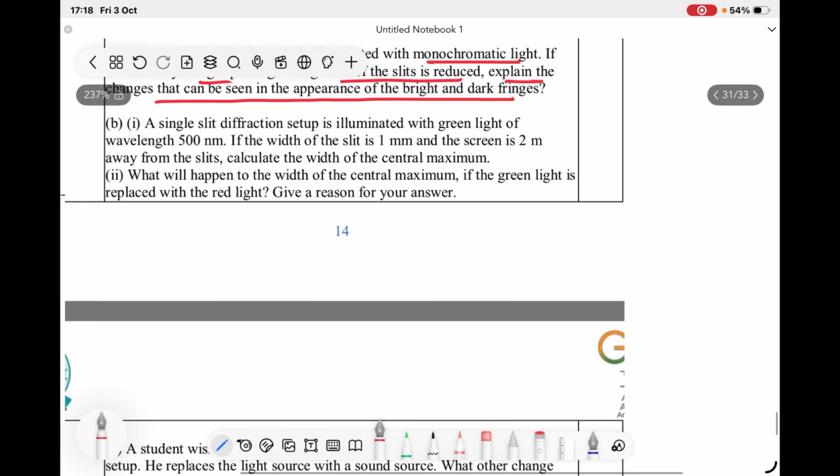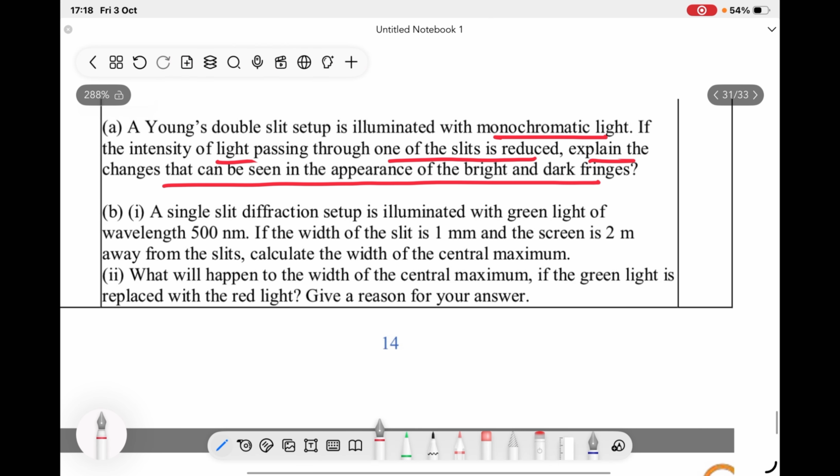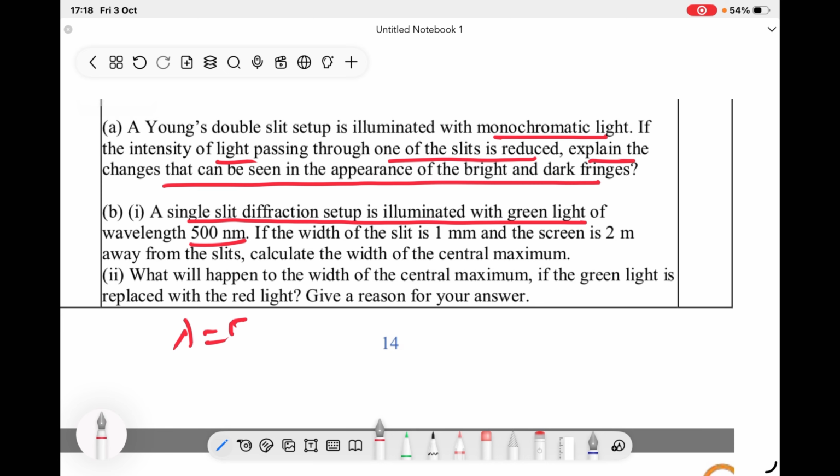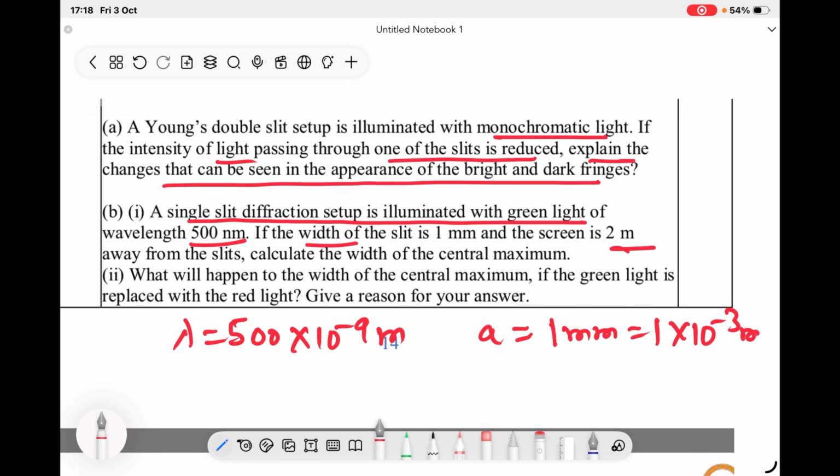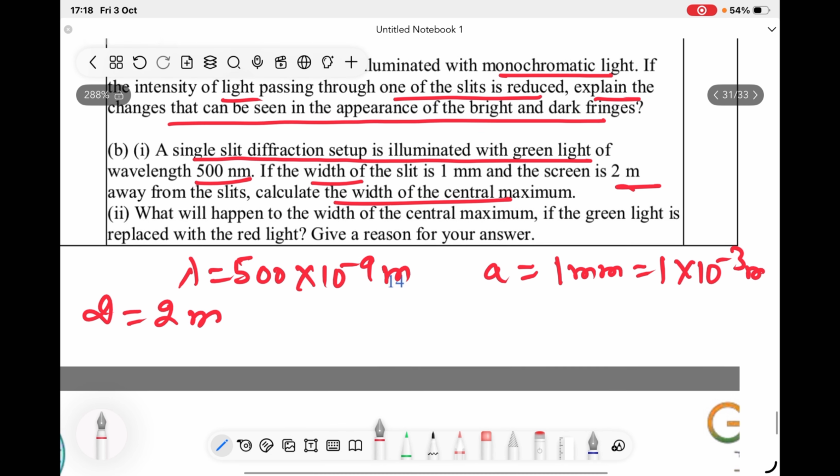Now let us see the next part of the question. A single slit diffraction setup is illuminated with green light of wavelength this much. So wavelength is 500 nanometer, 500 into 10 to the power minus 9 meter. If the width of the slit, a is a symbol I denoted, is 1 mm, so it is 1 into 10 to the power minus 3 meter. Screen distance is capital D, it is 2 meter. Calculate the width of the central maximum.